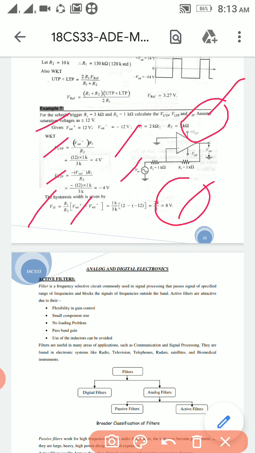Okay. Again I am repeating once, if two or more are unknowns in the final answer, for example, R2 is equal to 10 times R1, so we don't know both the values of resistance, so one of the values you have to choose and find the answer. Okay, this is about the problems of the inverting Schmitt trigger or non-inverting Schmitt trigger. So next we'll move towards the active filters.